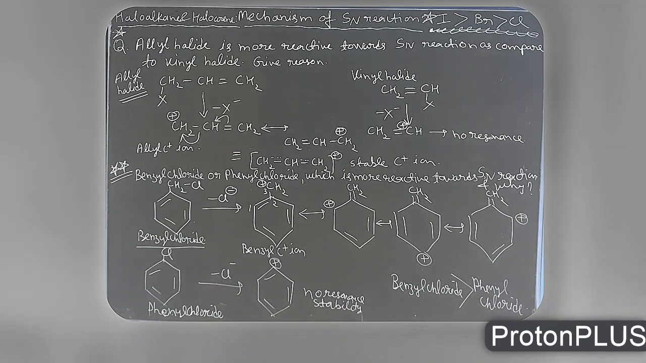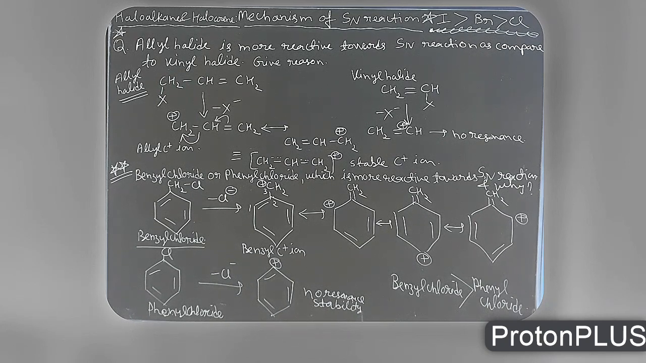Next we will discuss some important questions. First is, allyl halide is more reactive towards SN reaction as compared to vinyl halide. Give reason. We will take these two halides, that is when halogenated carbon atom is in conjugation with pi bond. This is your allyl halide.